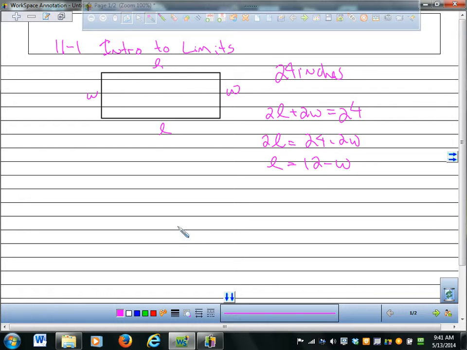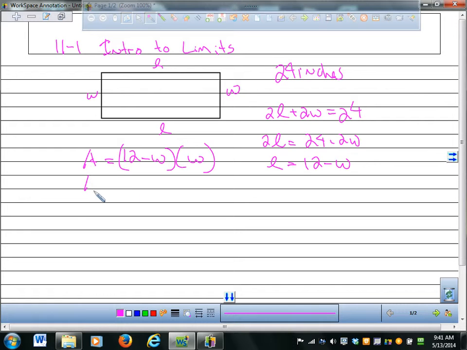You understand that? Now if I want to maximize the area, I could come up with an expression for the area, which is length times width. So I get 12 minus W times W. You guys understand where that expression came from? 12 minus W times W. So this gives the area in terms of just one variable.